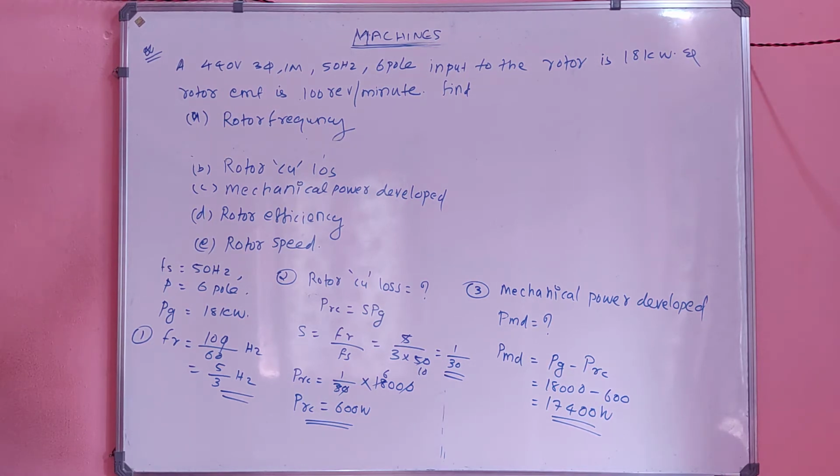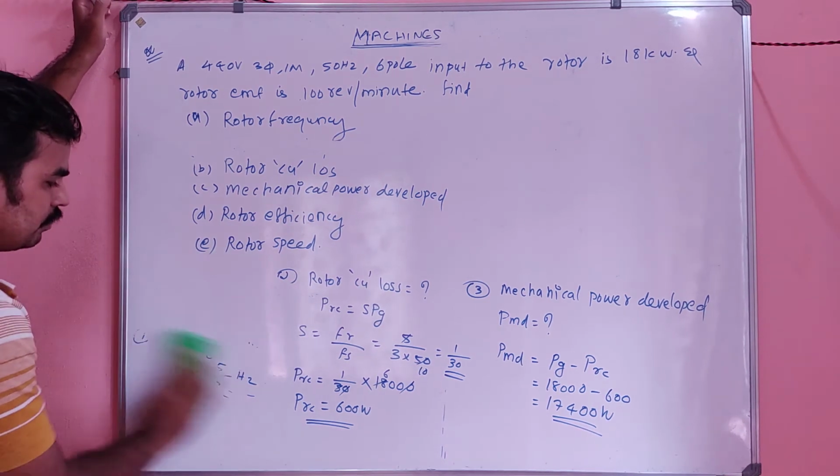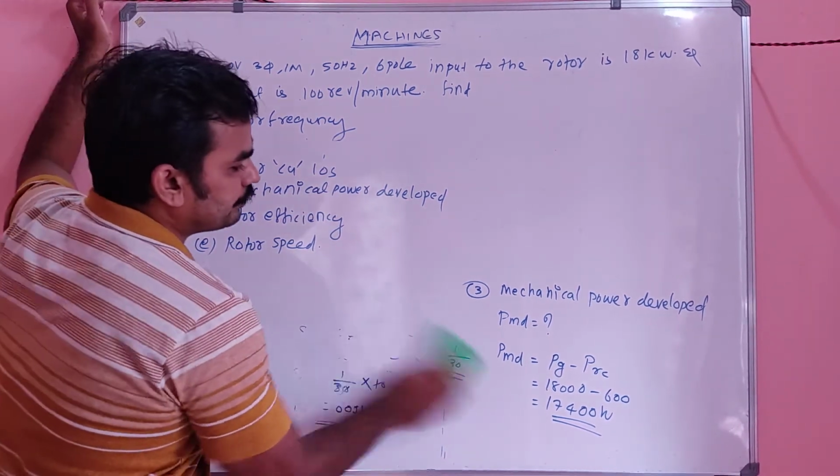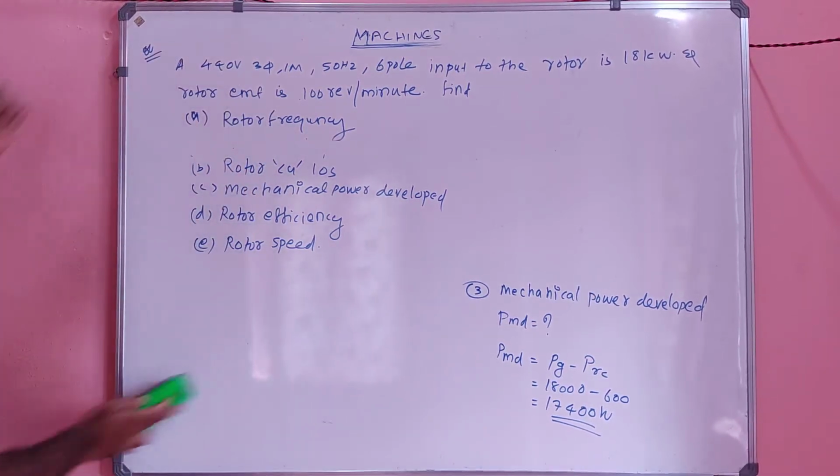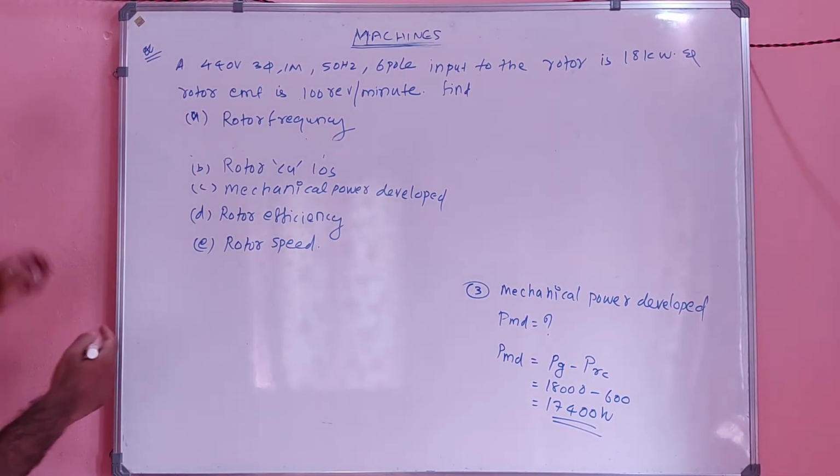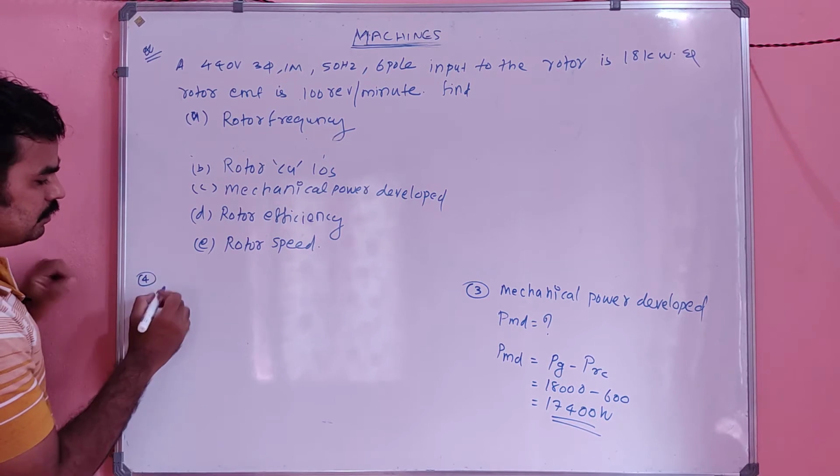Is it clear? What is next? Rotor efficiency, correct? Next you have to find rotor efficiency. So the fourth will be rotor efficiency.